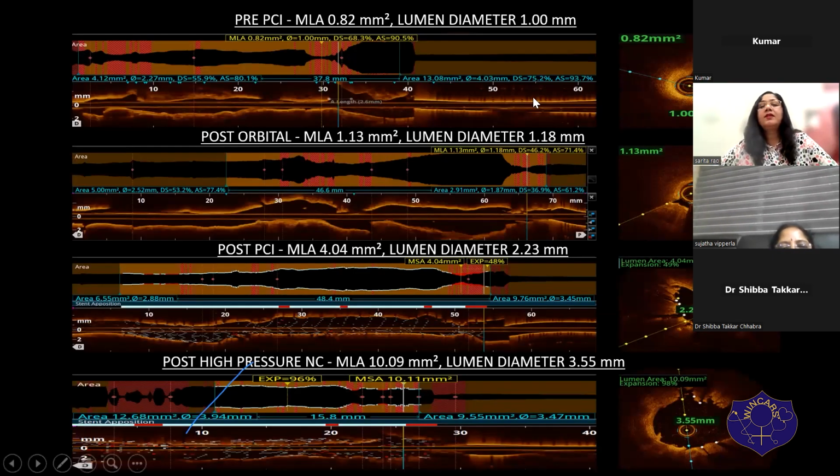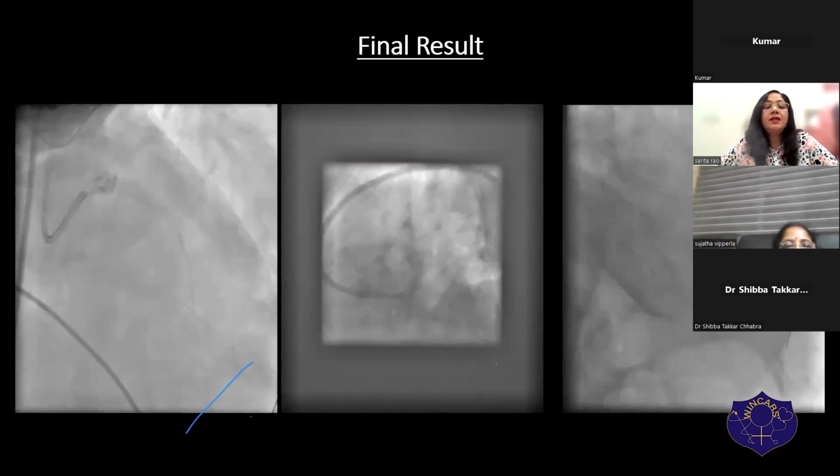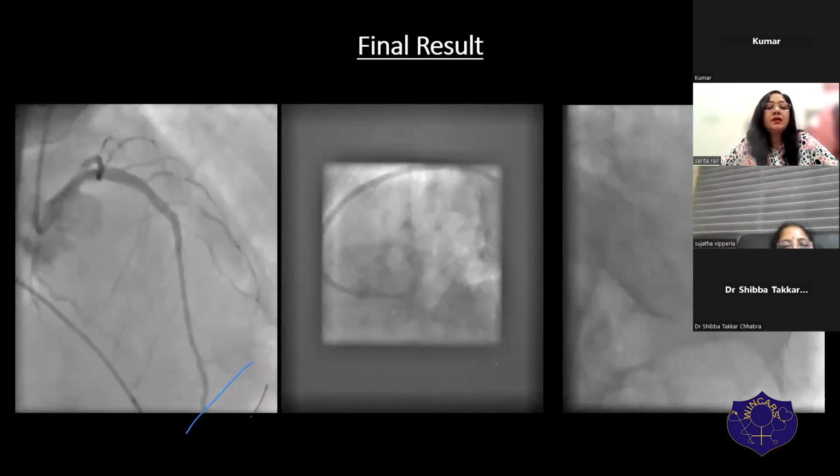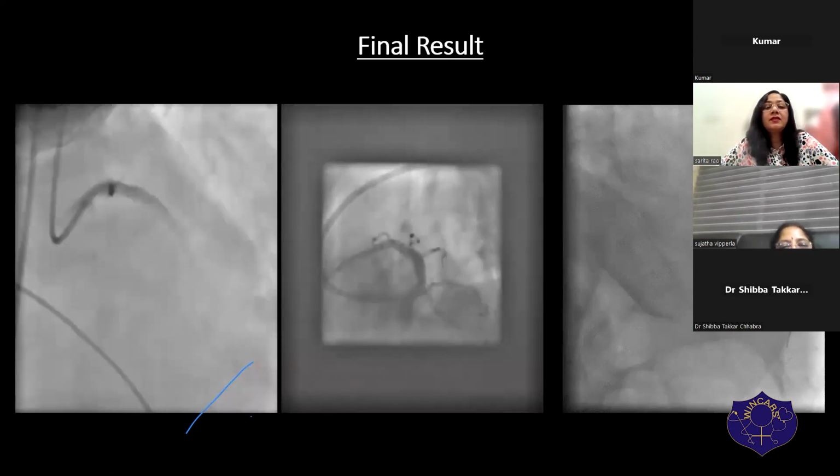Now let us look at this picture. So pre, we had 0.8, then post-orbital, we had 1.13. Post-PCI, we ended up with 4. Post-high pressure NC, we ended up with an MLA of 10.09 and lumen diameter of 3.55. And these were the final images.